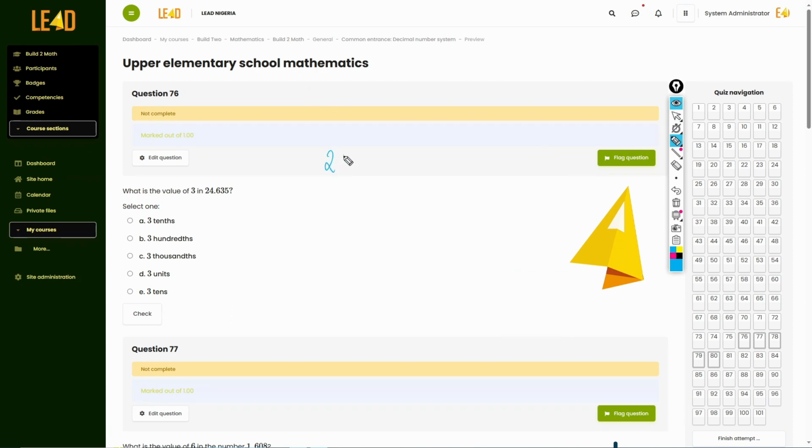So we have 24.635. Okay, so let's write out our place value for all of them. To the left, we have the whole number places. So this 4 is our units, 2 is our tens, and then hundreds, thousands, tens of thousands, hundreds of thousands, millions, and so on. All of that happens to the left for the whole number.